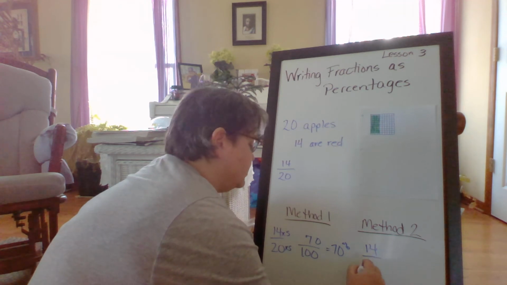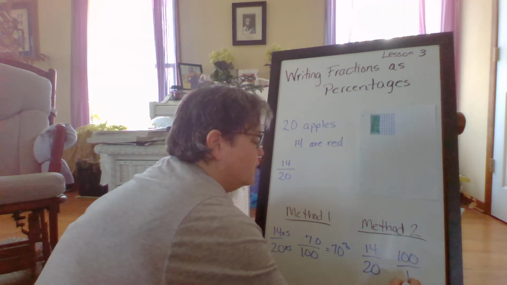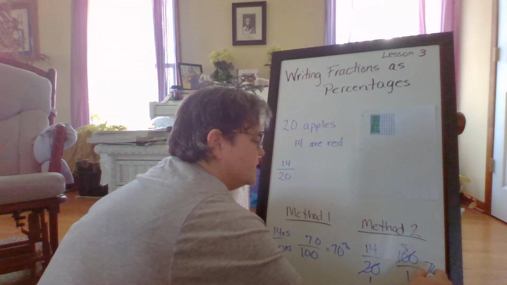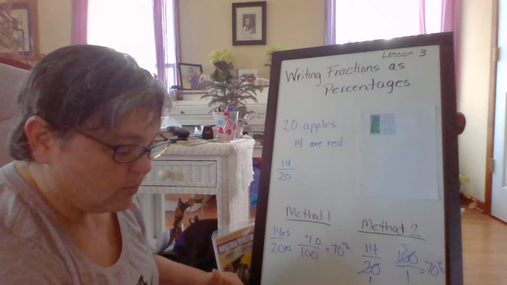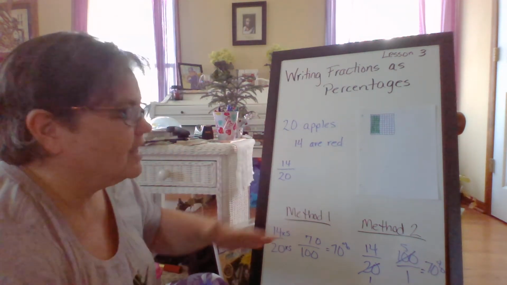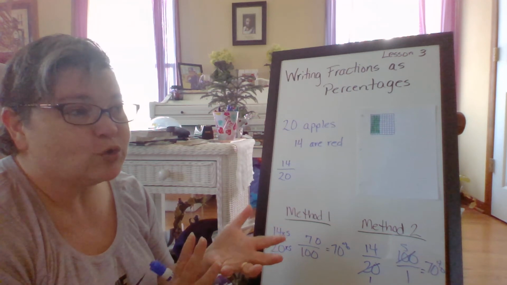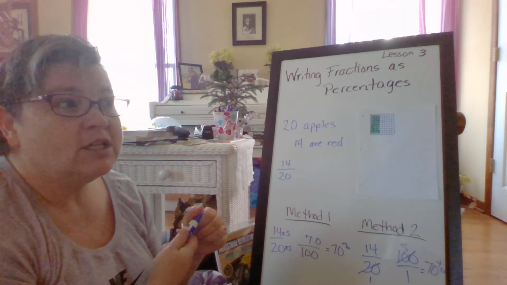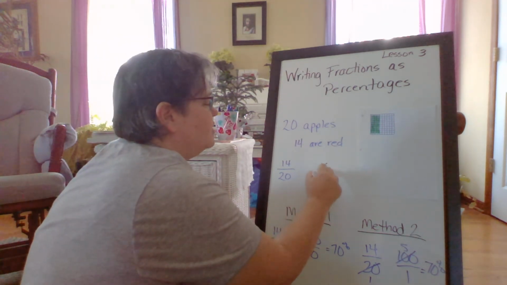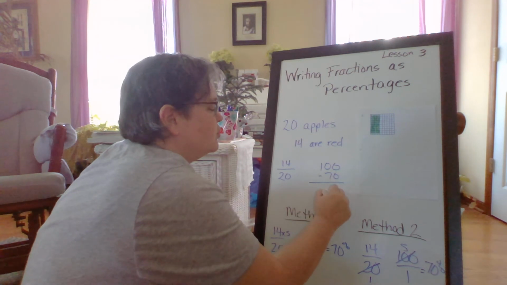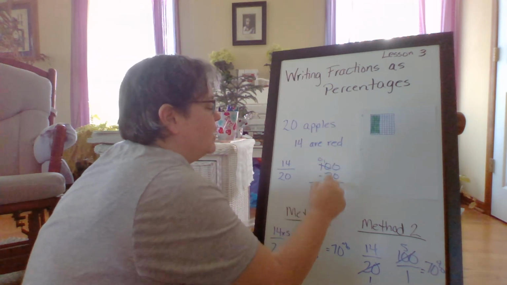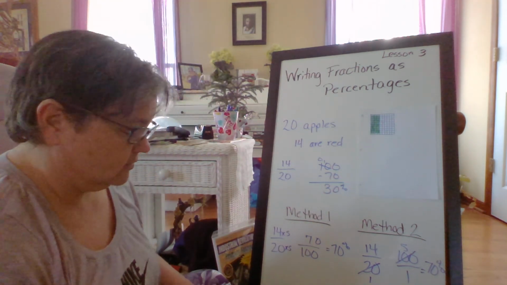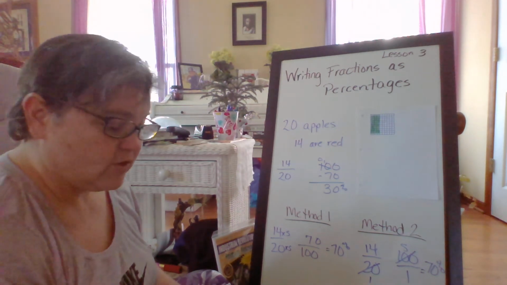If I wanted to use method 2, I would put 100 over 1. I would reduce, and I would get, again, 70%. All right, 70% of the apples are red. Now I want to ask you, if 70% of the apples are red, what percent is not red? In percentages, remember, it's all based on 100. So if 70% is red, I can subtract and find out that 30% are not red. Okay? So be thinking in those ways.